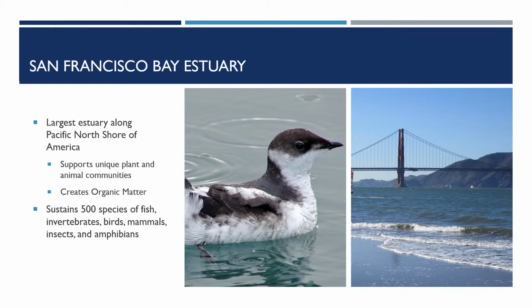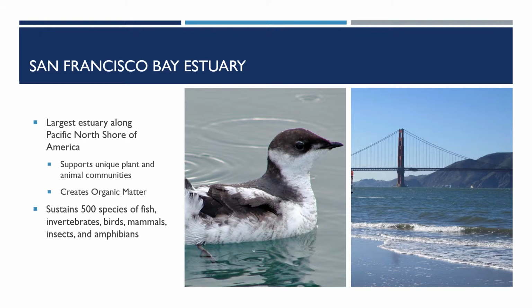So, the San Francisco Bay Delta is the largest estuary along the Pacific shore of North and South America and is a natural resource of incalculable value. The sheltered waters of estuaries support unique communities of plants and animals and are among the most productive environments on the earth, creating more organic matter each year than comparably sized areas of forest, grassland, or agricultural land. The San Francisco Bay ecosystem also sustains around 500 species of fish, birds, invertebrates, mammals, insects, and amphibians.